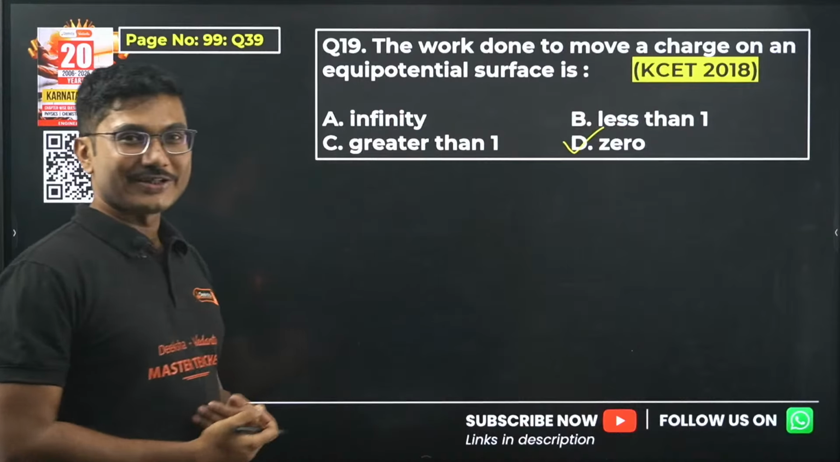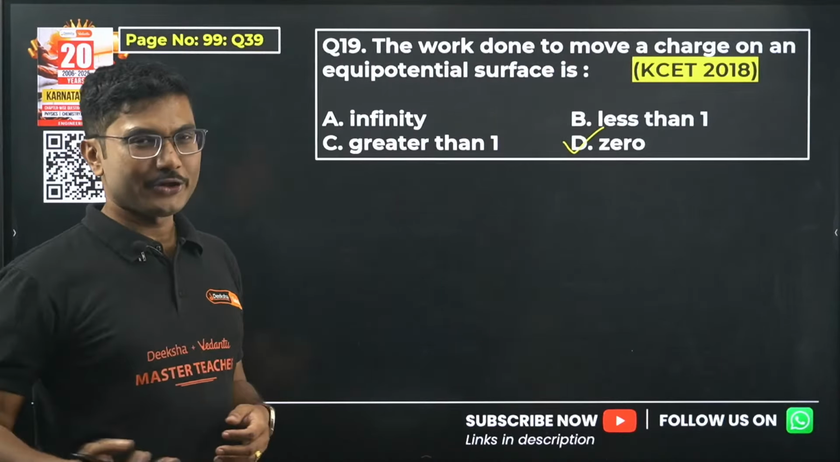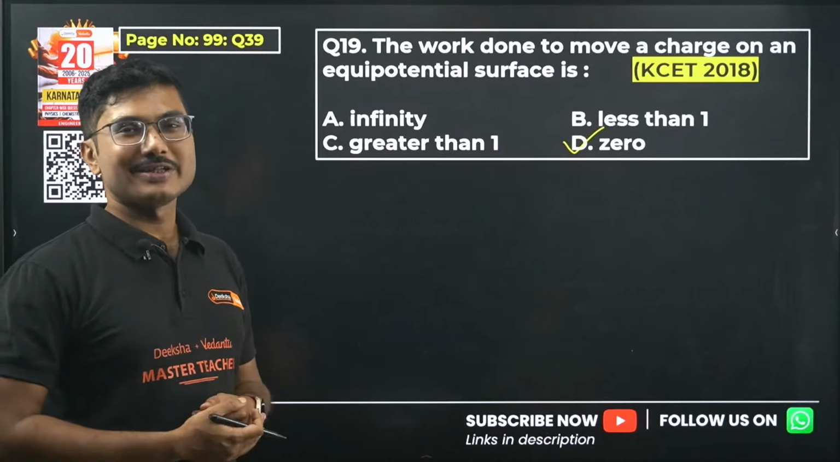So work done to move a charge on an equipotential surface is 0 because potential difference is 0. Potential difference 0 means charge into potential difference, which is the work done, is 0. So work done is 0.